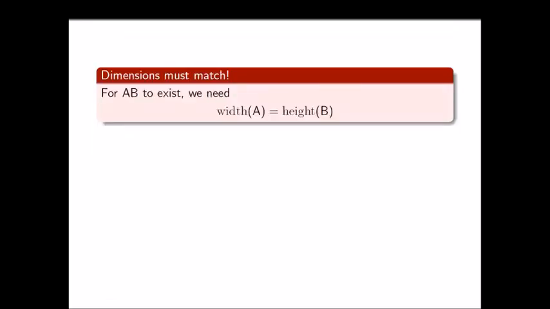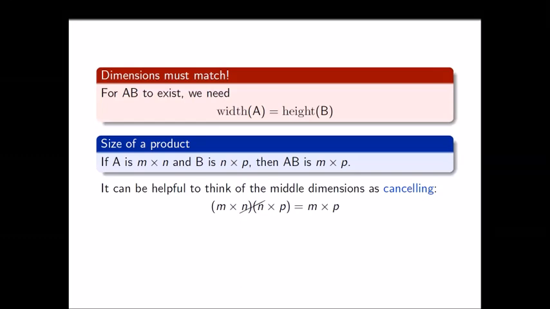Okay, so I've already said this before, that for AB to exist, for this product to make sense, the width of A needs to be the same as the height of B. In other words, the number of columns in A needs to be the same as the number of rows in B. And let's say that you already know the sizes of your two matrices. You can find the size of your product matrix as well. So if your A is an M by N matrix and your B is an N by P matrix, then your AB is going to be an M by P matrix.